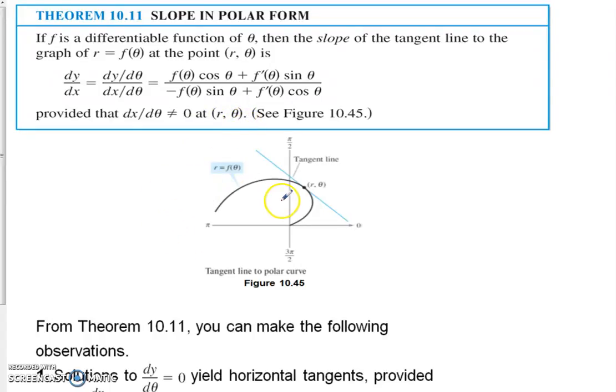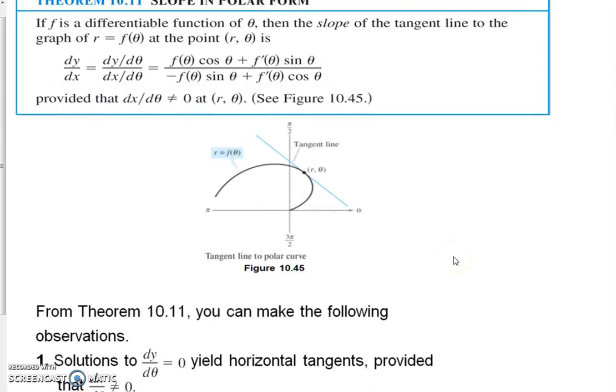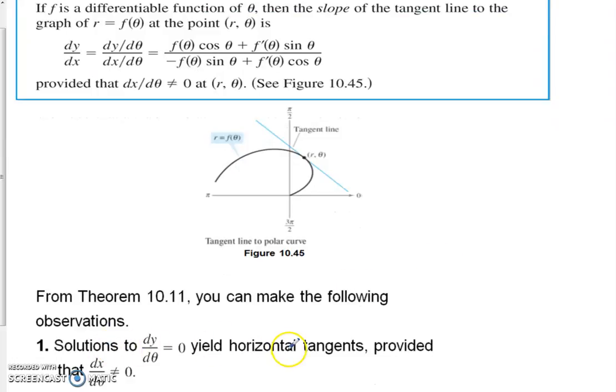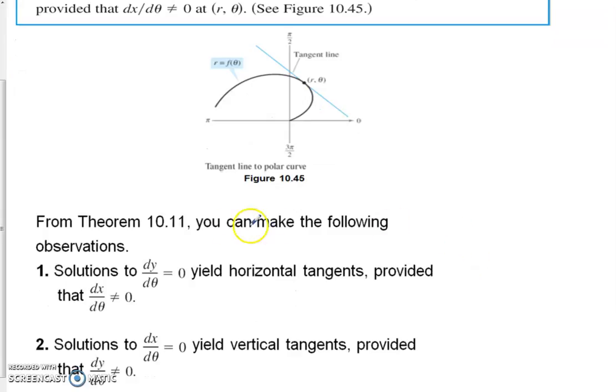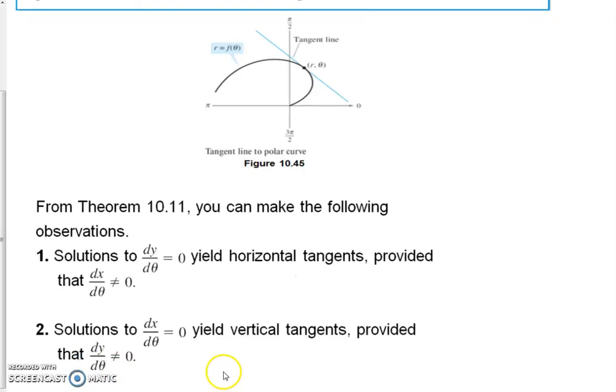Okay, so we take a peek at this. Here's a curve. It's just not a normal curve, but polar form gives us a variety of different curves. You can make the following observations from here. To find a horizontal tangent, all I need is for the numerator to equal 0, which means dy d theta equals 0, provided that the denominator doesn't equal 0. And to get a vertical tangent, which you could see one happening right here, dx d theta equals 0, providing that dy d theta does not equal 0.